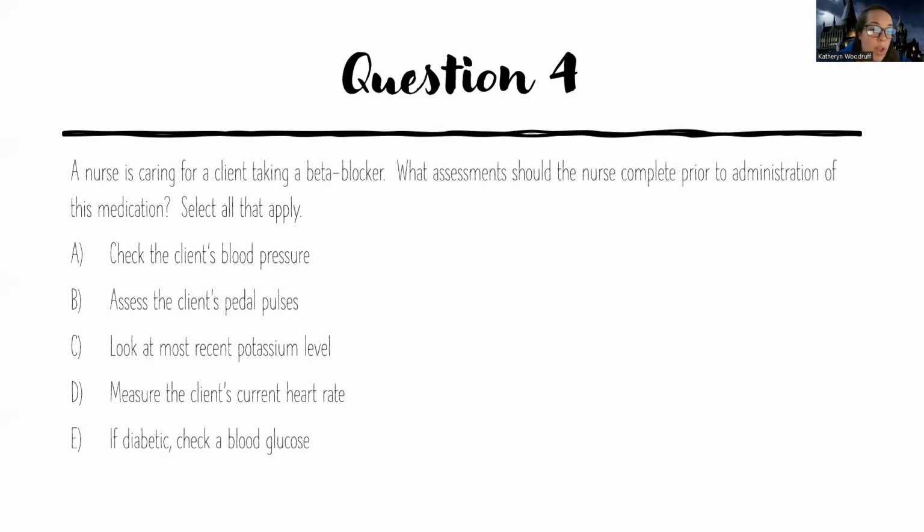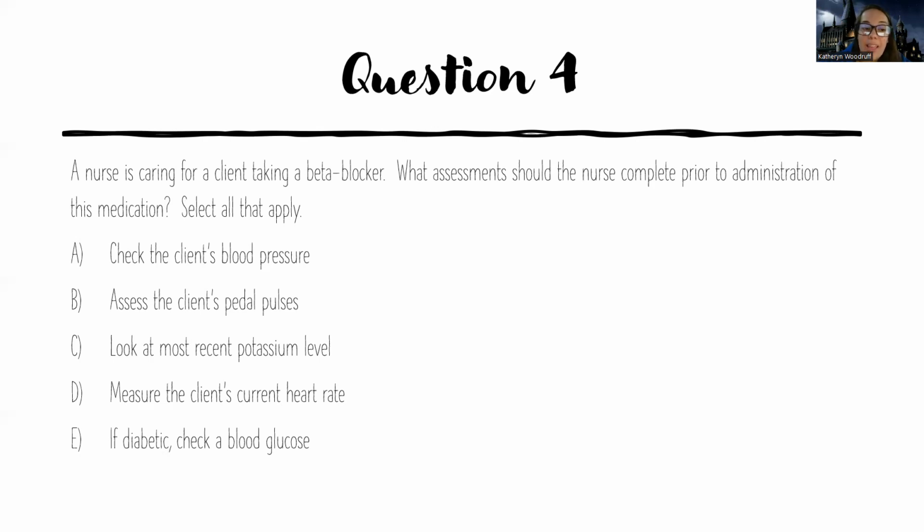Measure the client's current heart rate. Well, beta blockers are one of those that lower blood pressure and heart rate, so I'm going to say true for D. So far I have A and D as being true. And it says, if diabetic, check a blood glucose. If I remember correctly, all beta blockers hide the blood sugar drop because they block the sympathetic nervous system, which hides that fight or flight response I get when my blood sugar is low. So if they're diabetic, I do want to check a blood glucose before I give it, so that if they're low, I know I need to check their blood glucose more closely.